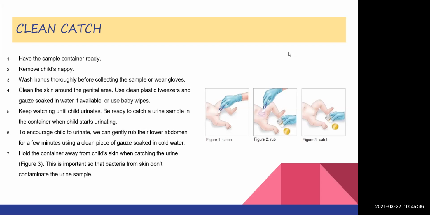Keep watching until the child urinates. We must be ready to catch a urine sample in the container when the child starts urinating. Also to encourage the child to urinate, we can gently rub their lower abdomen for a few minutes using a clean piece of gauze soaked in cold water. Hold the container away from the child's skin when catching the urine. This is important so that bacteria from the skin don't contaminate the urine sample.